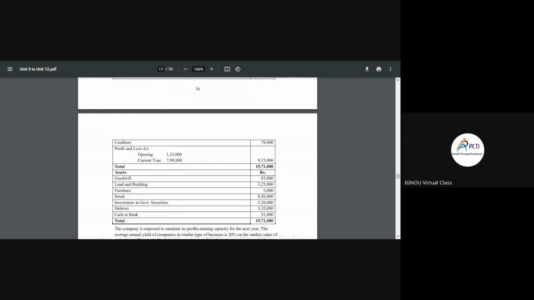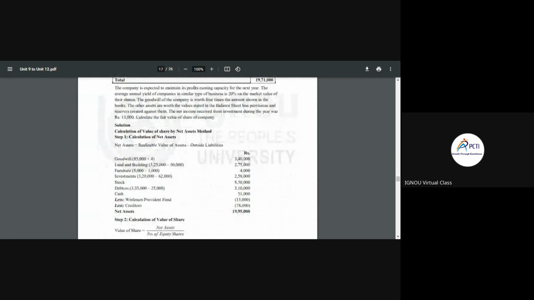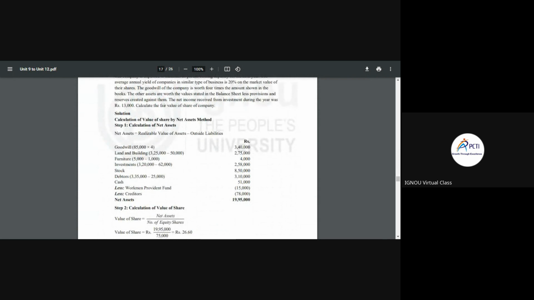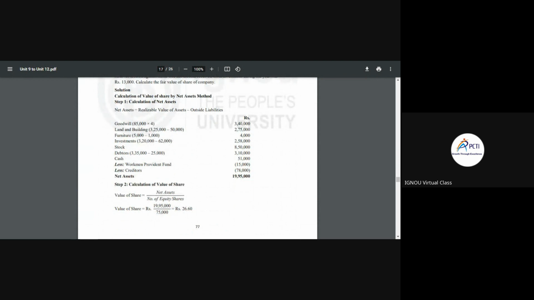Another illustration we have, which you can do at your home. We have the additional information. Then we have step 1, calculation of net asset. In this way, you can check this out.